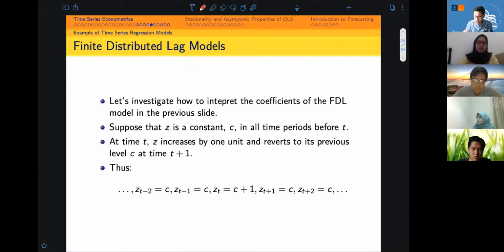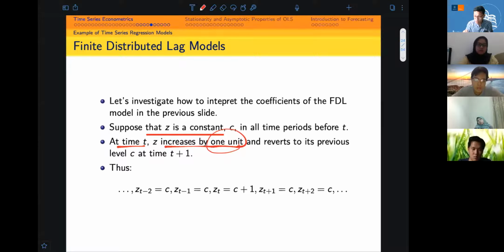Now, to do that, we're going to make some suppositions. So the first one is that we're going to suppose that Z is a constant C in all times before T. Okay, and then at time T, Z increases by 1 unit. But then after it increases at T, it's going to revert back to C at T plus 1. Okay, so for example, we have ZT minus 2 is C, ZT minus 1 is C, but then at ZT, it increases to C plus 1. And then at ZT plus 1 and ZT plus 2, it's going to reduce back to C.